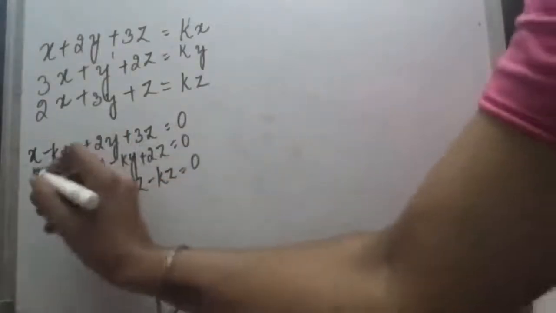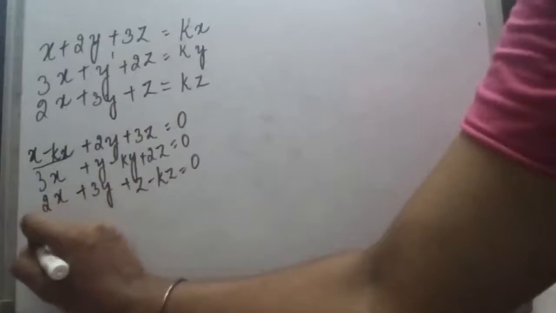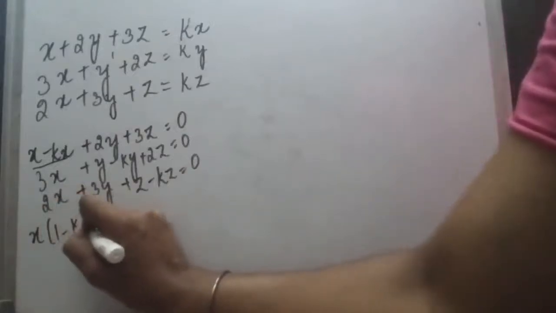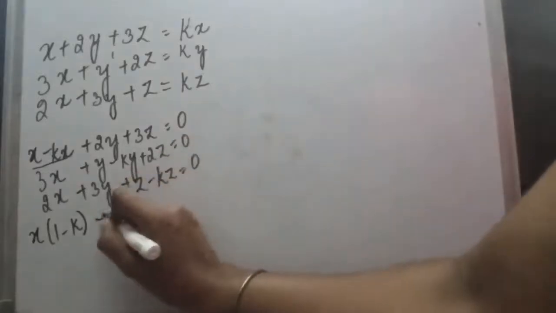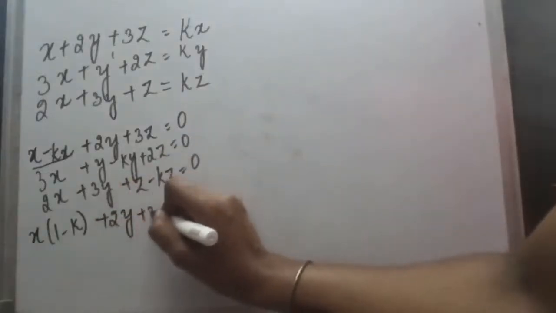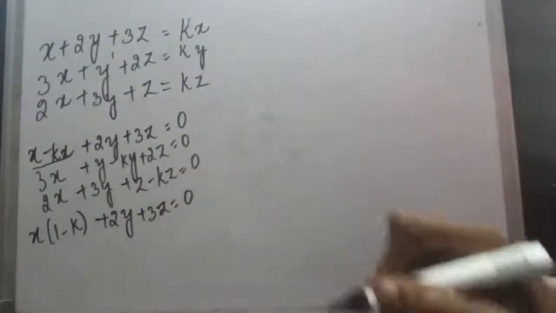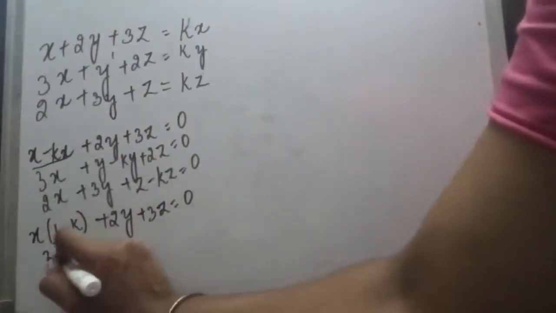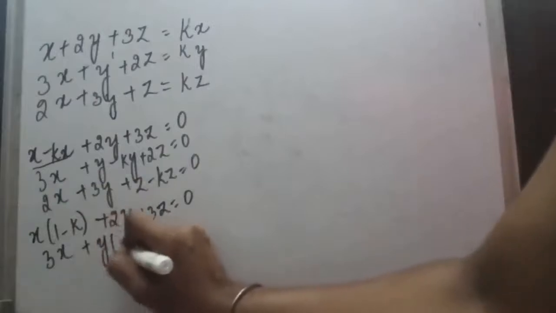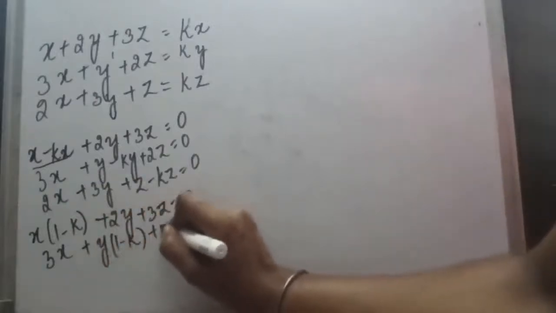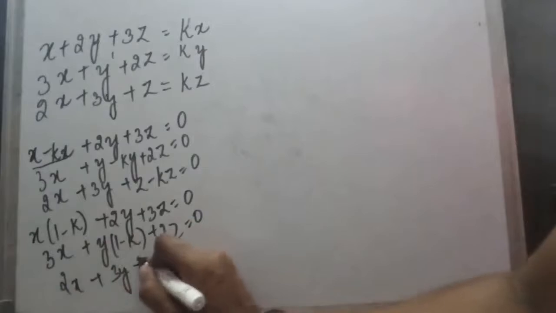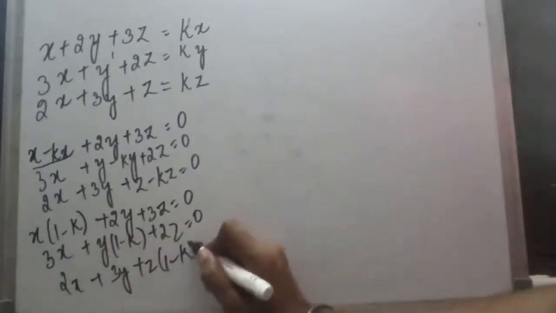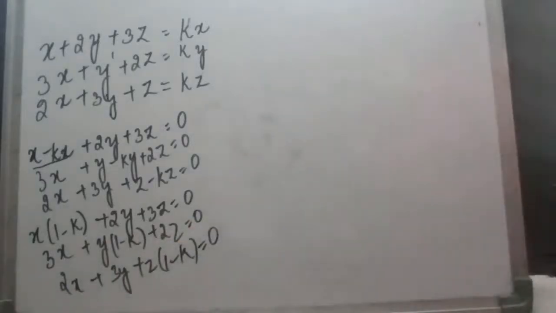The next step will be taking the common factor. Here I can see x is common, so I have taken x common. The result will be (1 minus k) x plus 2y plus 3z equals 0. In the second row we have y common, so I'll take y common. It will be (1 minus k) y plus 2z equals 0. And in the third row I can see 2x plus 3y, and here z is common, so I can keep (1 minus k) like that.